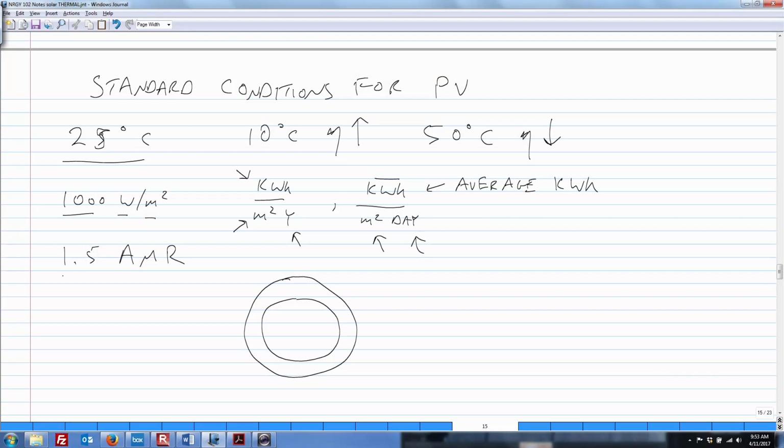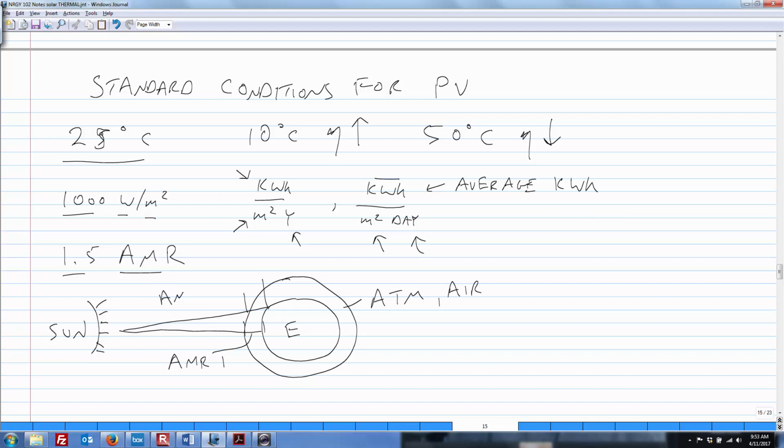And then the next thing is a 1.5 air mass ratio. So if the sun is here and the earth is here and this is the atmosphere, that's the air. If we go right here, this distance is air mass ratio 1, but if we go up here, you see this distance is a little longer. This might be air mass ratio 1.5. So AMR is air mass ratio.